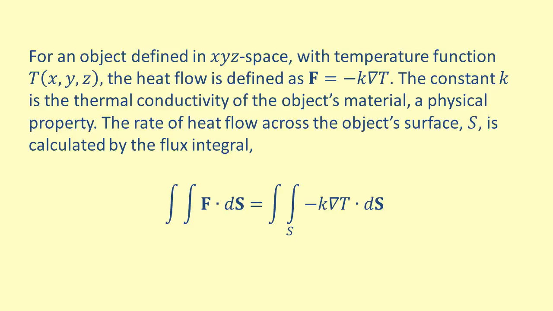For an object in xyz space with a temperature defined by the function T of x, y, z, the heat flow is defined as F equals negative K times the gradient of T. K is a constant called thermal conductivity and is a physical property of the material the object is composed of. The rate of heat flow across surface S is calculated by the flux integral, given by the double integral of F dot dS, equals the double integral over the surface S of negative K times the gradient of T dot dS.